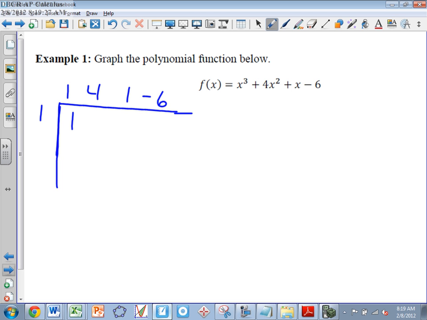1 times 1 is 1 and 4 is 5. 1 times 5 is 5 and 1 is 6. 1 times 6 and negative 6 is 0.